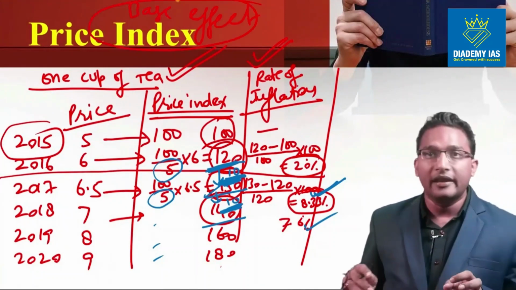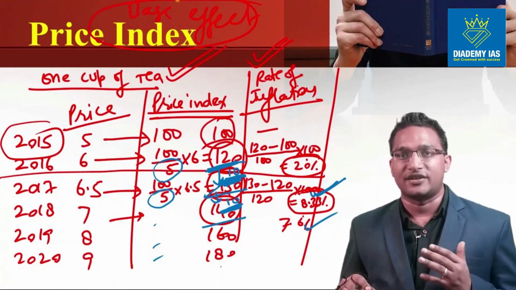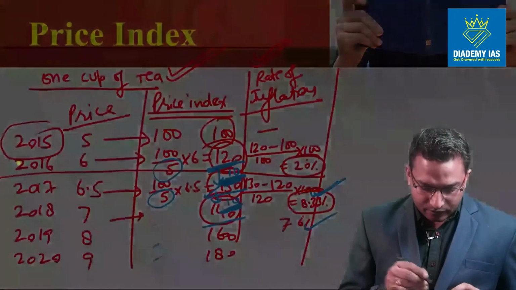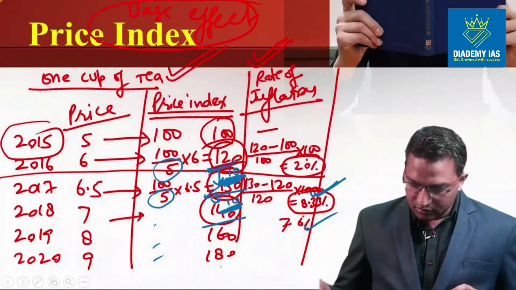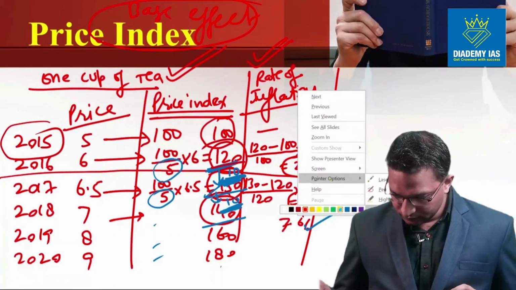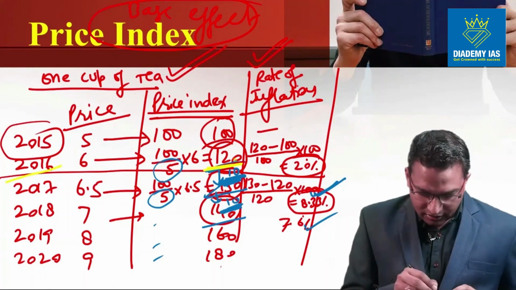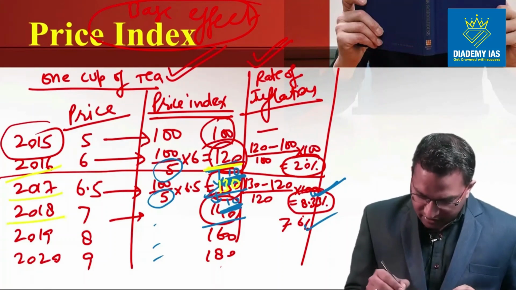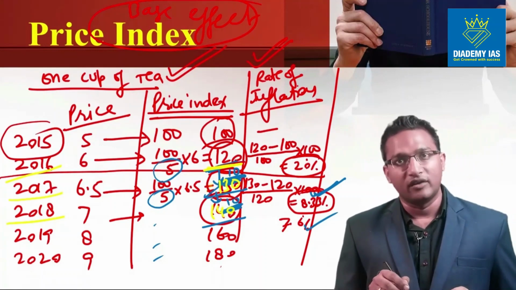So we took this example in one of our lectures where we discussed measurement of inflation, the price index, etc. And in this example we took certain figures: in 2016 the price index is 120, in 2017 the price index is 130, in 2018 the price index is 140, right? So 120, 130 and 140.